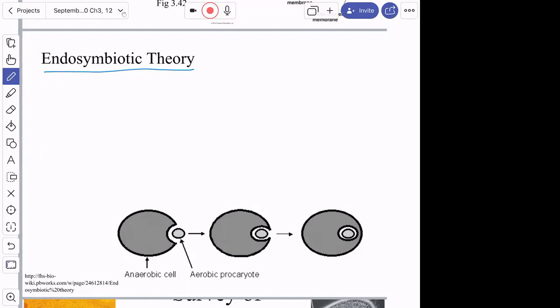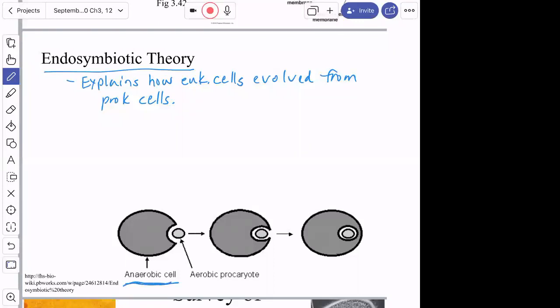So basically, what her theory said, it explains how eukaryotic cells evolved from prokaryotic ones. Okay, so an endosymbiont is an organism that lives inside another organism, and they're both kind of happily working together. Okay, so what she hypothesized is you had some early anaerobic prokaryote that engulfed an aerobic prokaryote, and instead of killing it, they basically lived together. So they became an early, basically, eukaryotic cell.